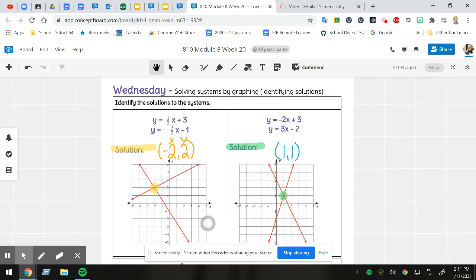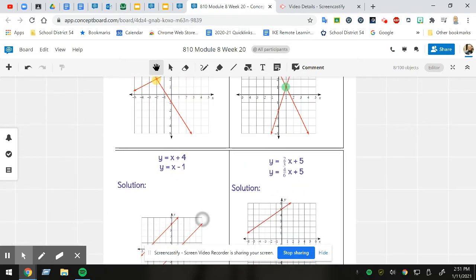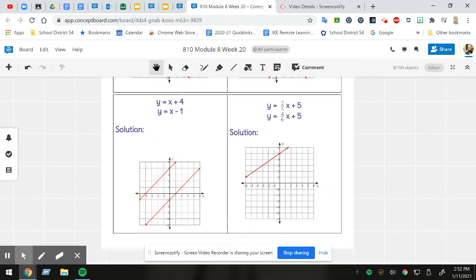As you know from last week, there are other types of solutions that we may see, so let's take a look. Looking at this first one, you should notice that these lines are parallel. What do we know about parallel lines? Hopefully you're thinking to yourself, they never intersect. Well, the intersection point is a solution. If they never intersect, then this is what we call no solution.